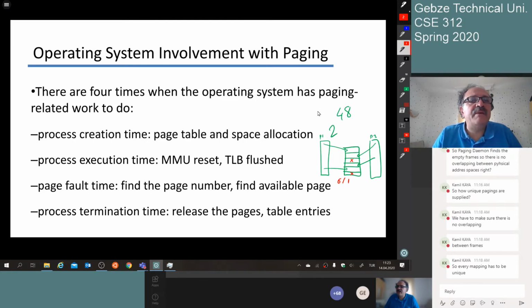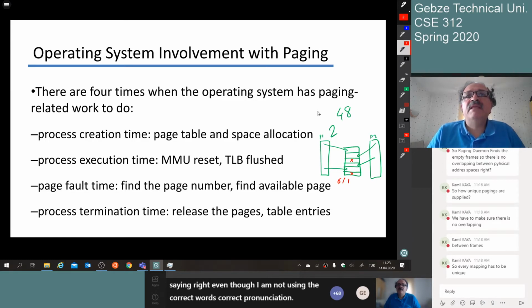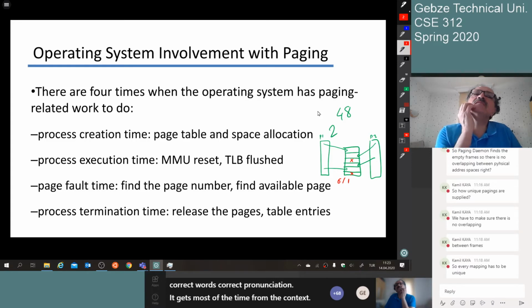This captioning works very well. Most of the time it gets whatever I am saying right, even though I am not using the correct words or correct pronunciation. It gets it most of the time from the context. Any questions?